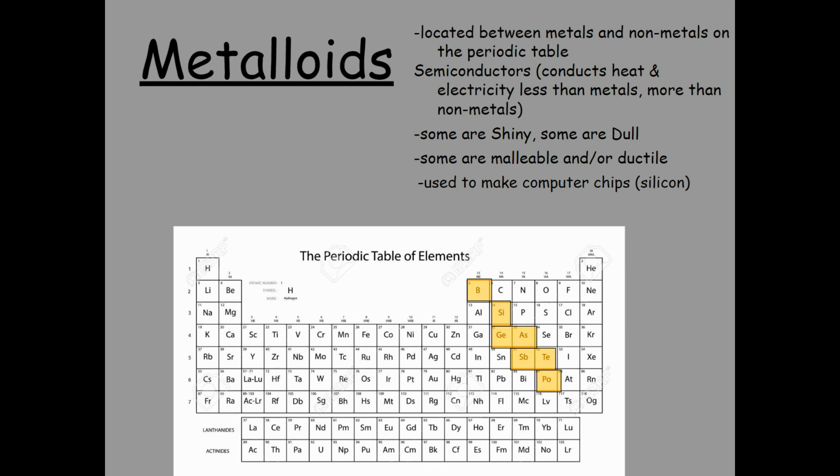The only one that I'm going to ask you to know specifically is silicon. That's the Si. It's number 14 on the periodic table right here. And that's the one that can be used to make computer chips.